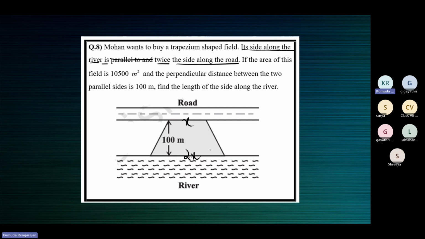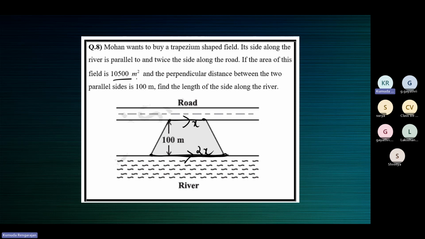There are two things given. The side along the road and the side along the river are parallel to each other. This is the side along the road, this is the side along the river, and those two are parallel to one another. That is one thing. The other thing is, the side along the river is twice the side along the road. So if this is x, this is 2x.